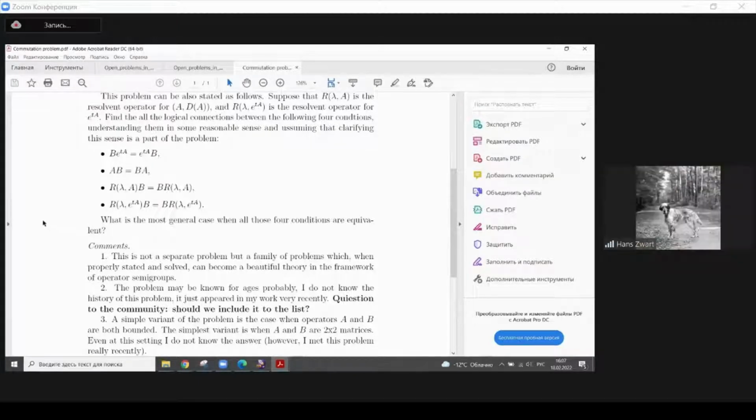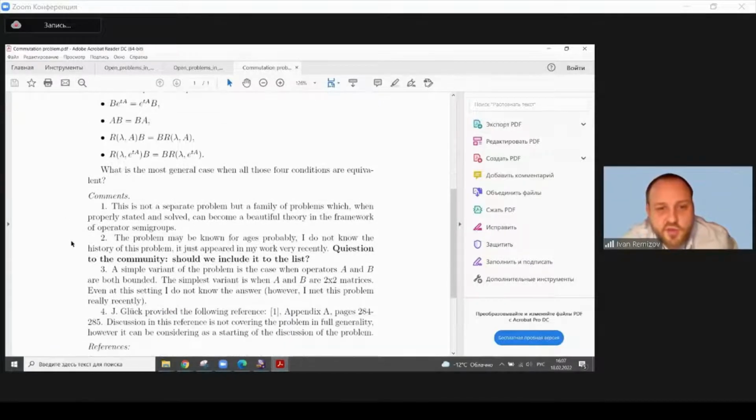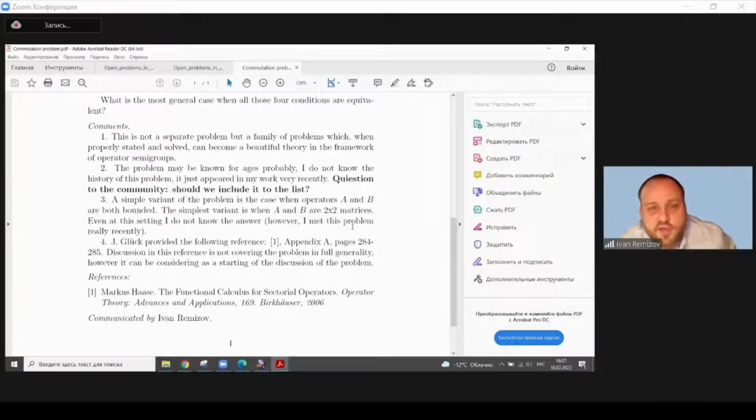So that's it. This is what I'm asking, and my question to the community: is this really an open problem, or just I'm not aware of the solution to this? There is one link provided by Jochen Glück, but it is not exhaustive. Also, it was supposed that Jochen will conduct this meeting, not me, or we somehow together, but he has some issues to solve, so I'm trying to conduct this meeting instead of him.